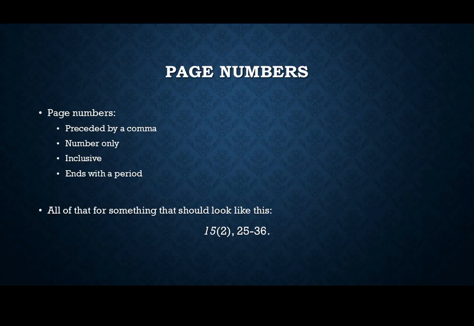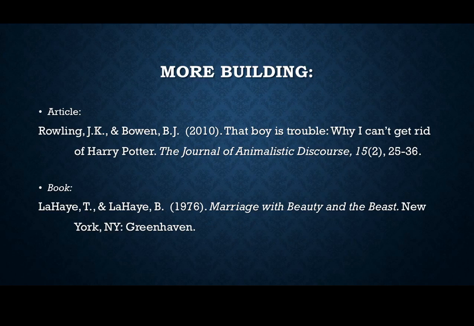After the issue number, you'll place a comma, a space, and then the span of page numbers. This is just the numbers with a dash in the middle. There are no italics, and it ends with a period. Here's our example we've been building. You can see the publication information for the journal includes the volume number, issue number, and page span. And the book includes just the publisher information, which is the city, state, and publisher name.